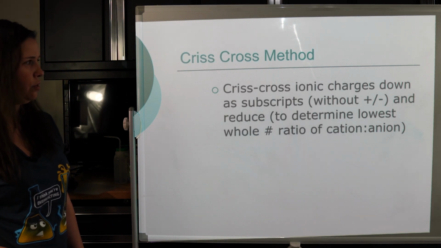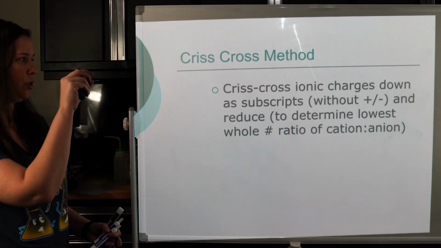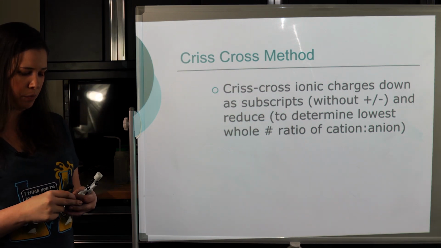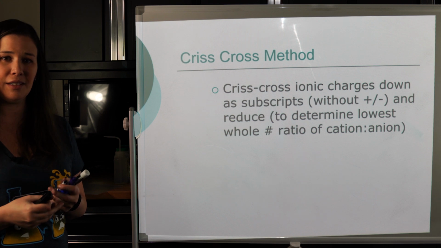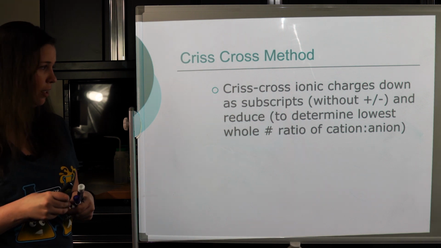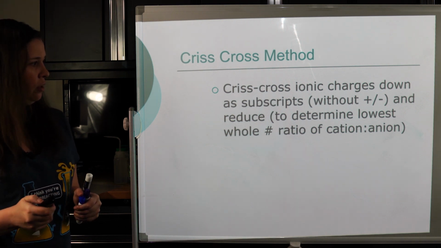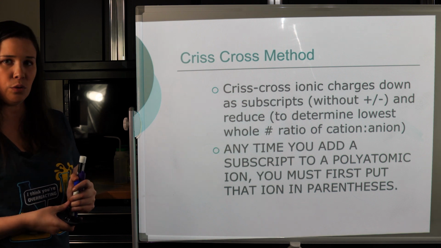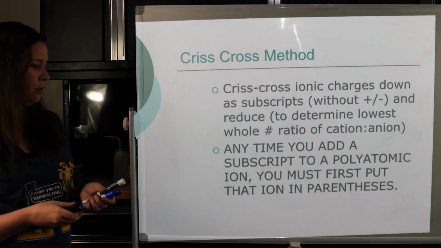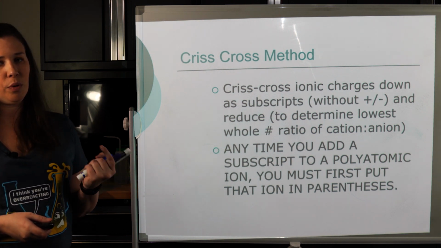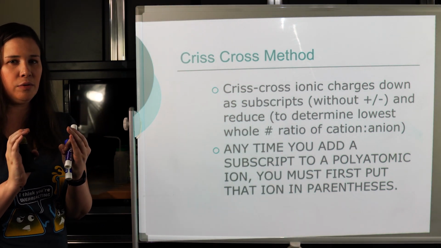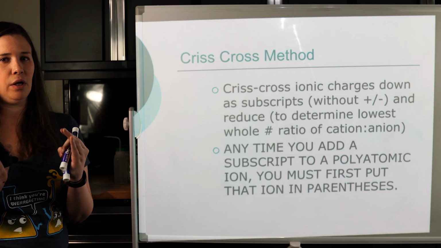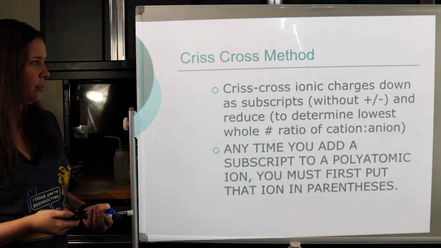All right, so with the crisscross method, the idea is you're bringing the charges down as subscripts, but don't actually bring the positive or negative. You've never seen a plus or minus on the bottom, the subscript area of an atom. It doesn't belong there. It's just giving you kind of a shortcut for the ratio. The other thing that you have to be careful of is with your polyatomic ions, you want to keep them isolated. So I would recommend putting parentheses around your polyatomic ions. So let's try one of each.